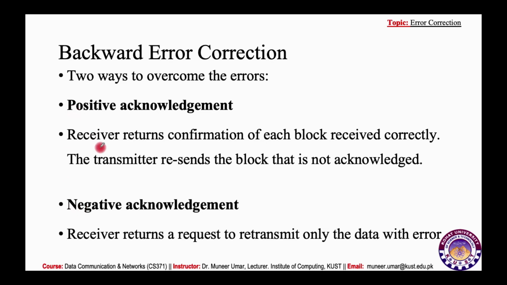In positive acknowledgement, the receiver returns confirmation of each block received correctly. The transmitter resends the block if that is not acknowledged. We have already studied the acknowledgement, which is performed by TCP at the transport layer. Then we have negative acknowledgement. The receiver returns a request to retransmit only the data with error. So, if the receiver detects an error, then it informs the sender. Otherwise, for correct data, no acknowledgement is sent, or the sender is not informed about the correctness of received data.